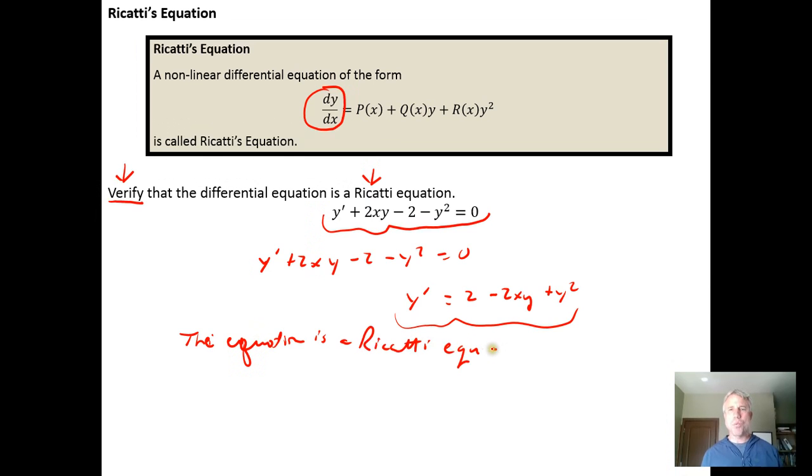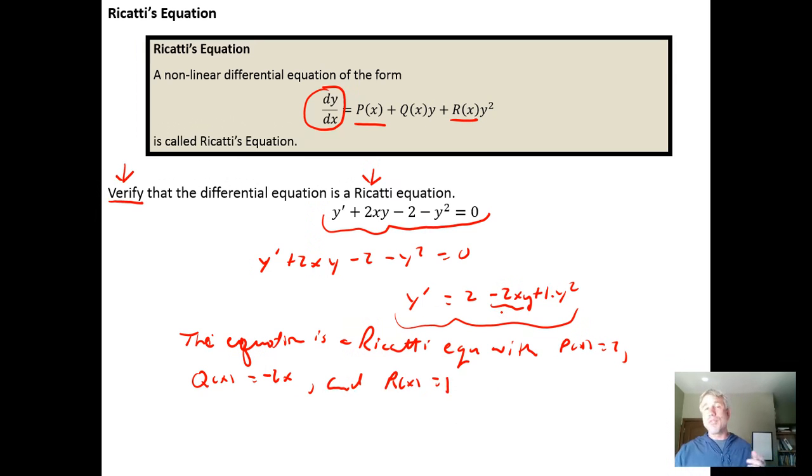So the equation is a Riccati equation with, what do we have? p of x is equal to 2. q of x is going to equal negative 2x. And r of x is going to equal, so I have a y squared here, so I want to recognize that this is the same as 1 times y squared, so r of x is just equal to 1.